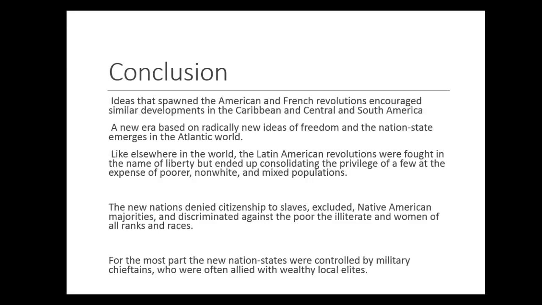Most of the new nations denied citizenship to slaves, excluded Native American majorities, and discriminated against the poor, the illiterate, and women of all ranks and races. For the most part, the new nation-states were controlled by military chieftains who were often allied with wealthy colonial elites.